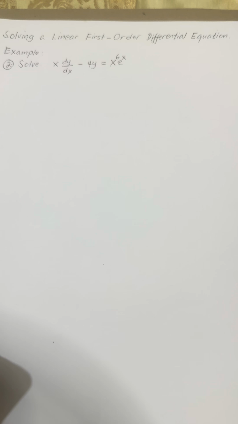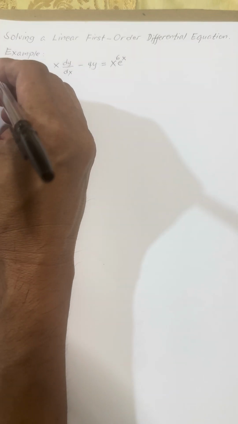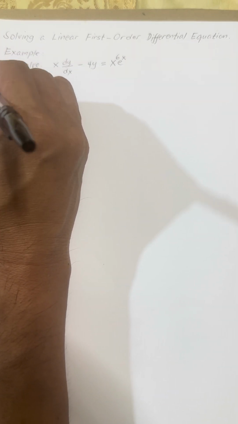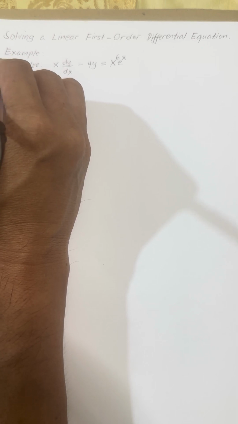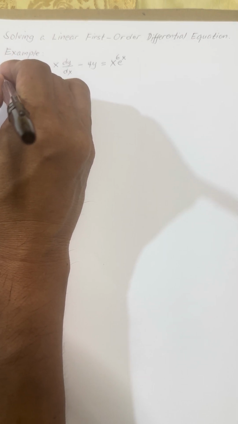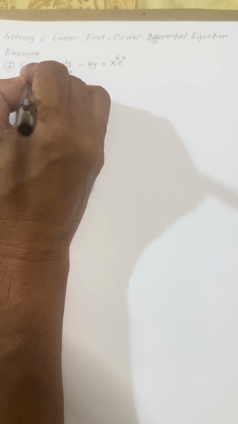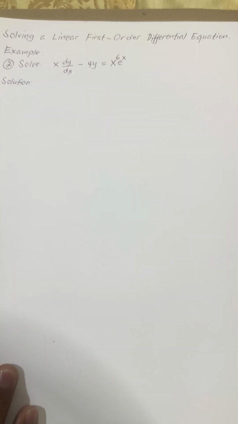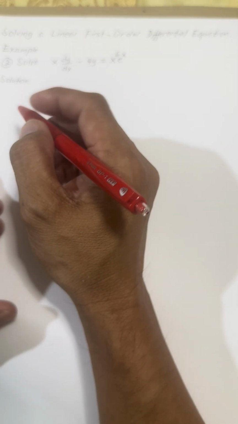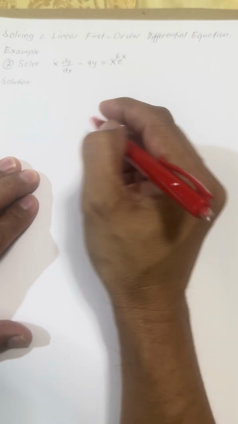Alright, so to solve this problem, we just follow the procedure on how to solve a linear first order differential equation. So what is the first step? The first step, we have to see if the given differential equation is in the standard form. Okay, so first we have to remember what's the standard form of a linear first order differential equation.